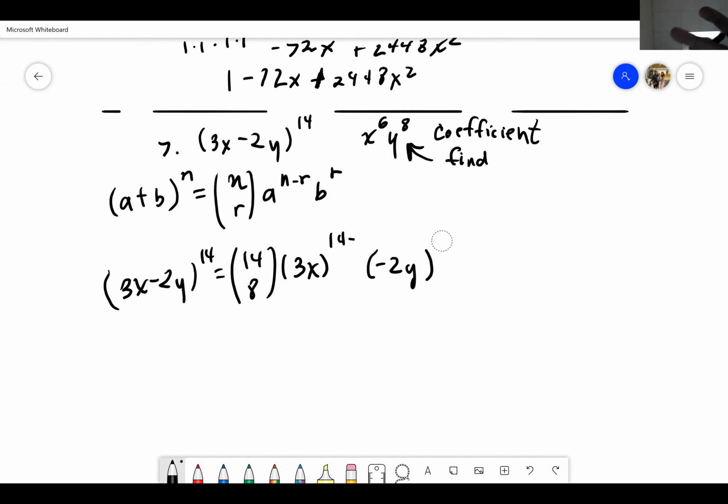And the question is set up in such a way that once you did that, you've already figured out the x power correctly. And so this is 14a, 3x to the 6, -2y to the 8th. And if you solve that, you would take care of everything.